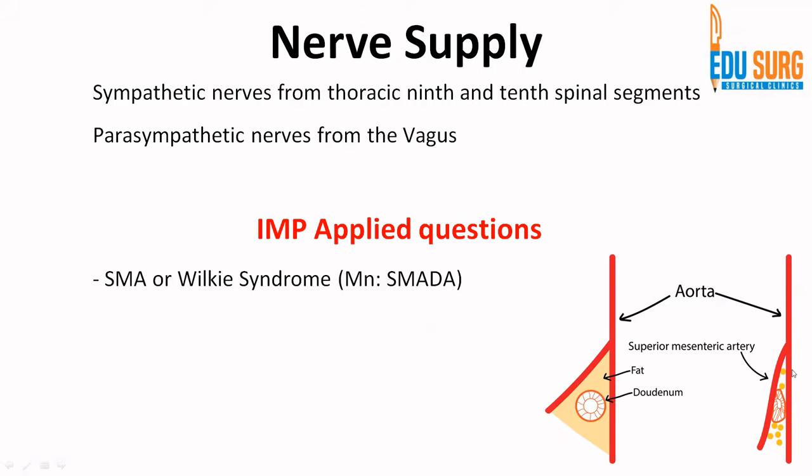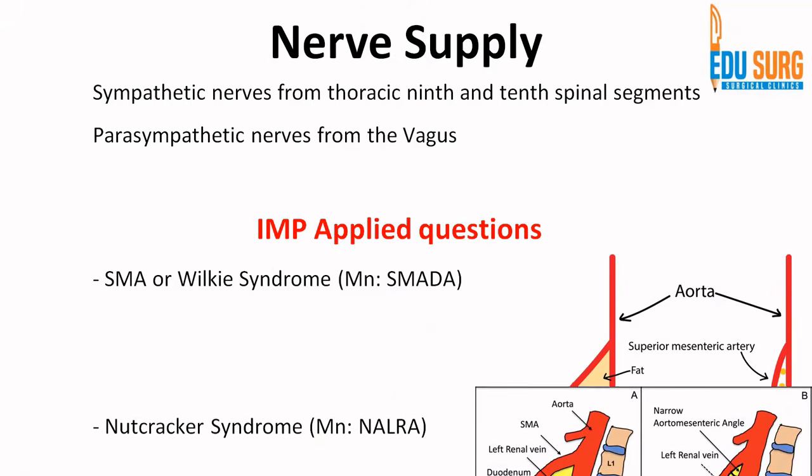So when this angle reduces in the scan, that is known as SMA syndrome. Okay, we can have a separate discussion on how it presents clinically and how to manage it. But this is one of the important applied questions that is asked when it comes to duodenal anatomy. So superior mesenteric artery syndrome or Wilkie syndrome.